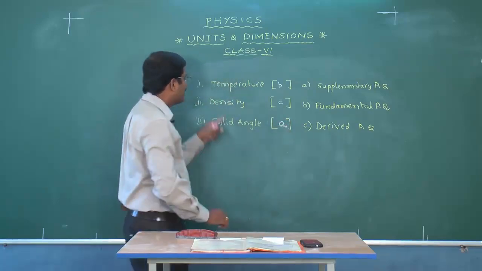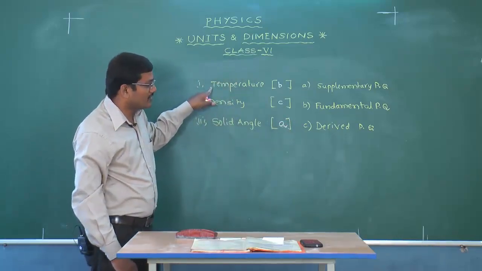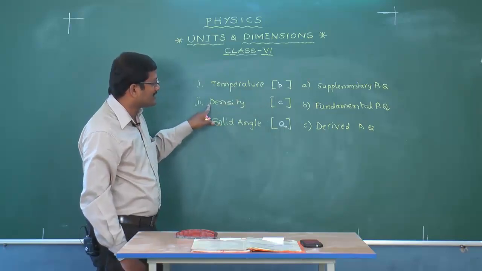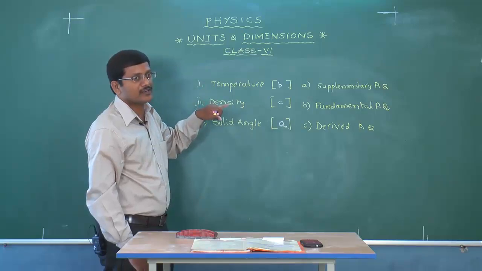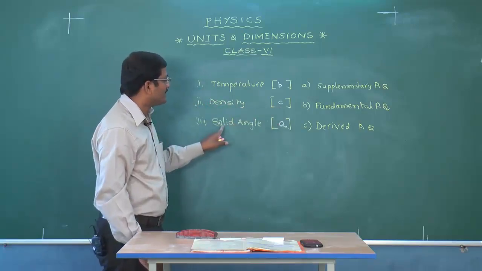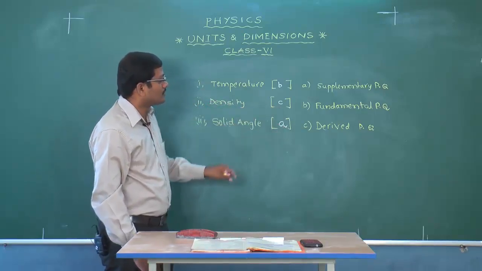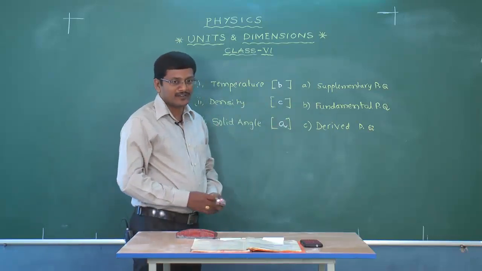So once again let me explain. Temperature comes under fundamental physical quantity, that is the reason option B. Density comes under derived physical quantities, because it is derived from the fundamental physical quantities. That's the reason it is C. And then solid angle, then the option will be going for supplementary physical quantity.